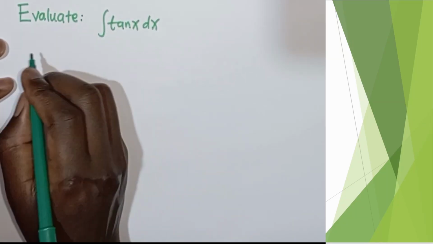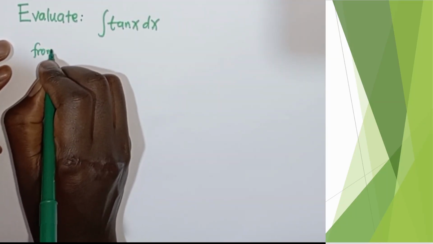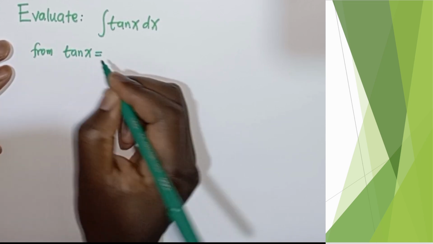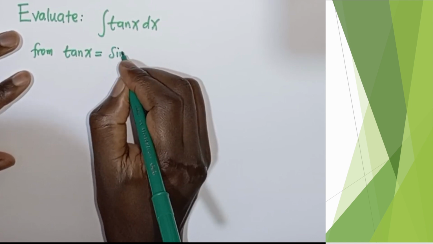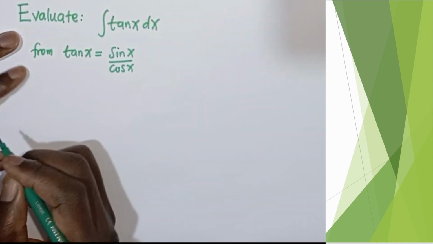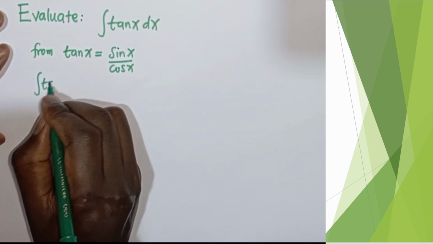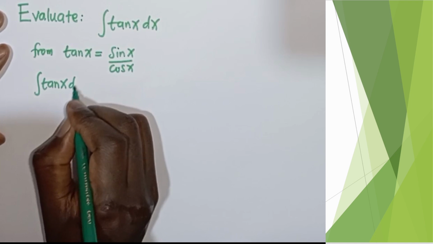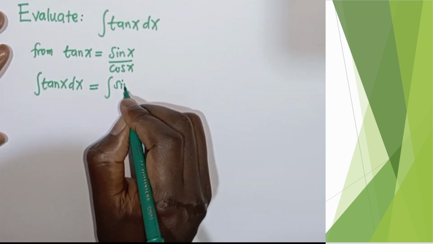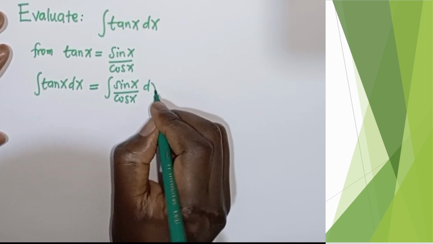To integrate tan x dx, we say tan x can also equal sin x out of cos x. We can write our integral of tan x dx as the integral of sin x out of cos x dx.